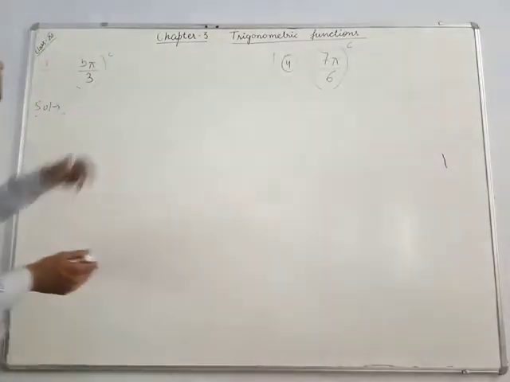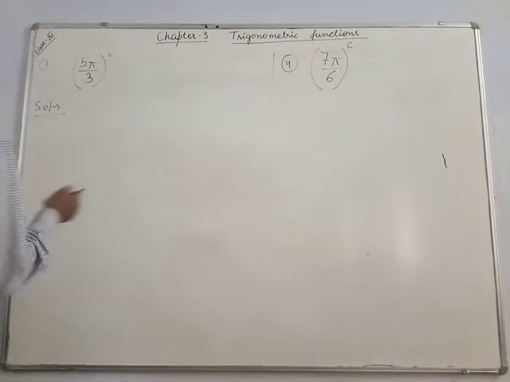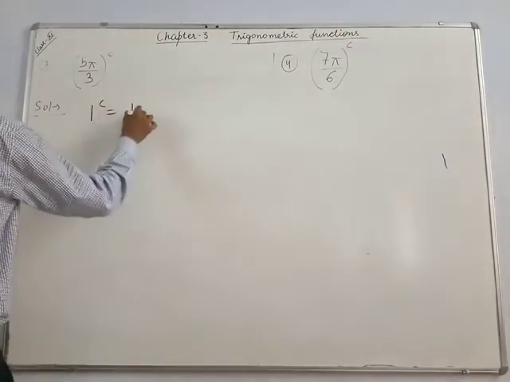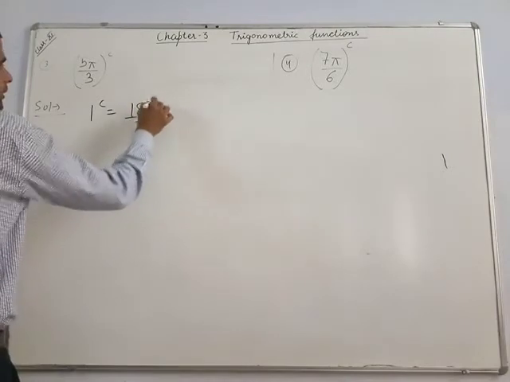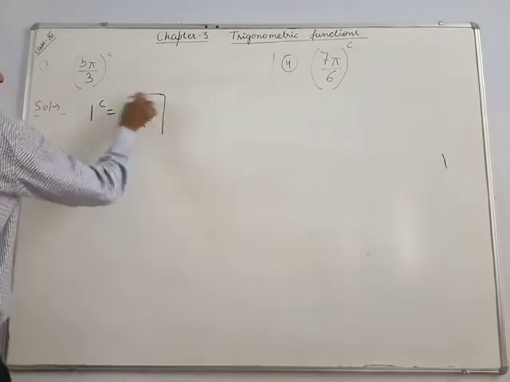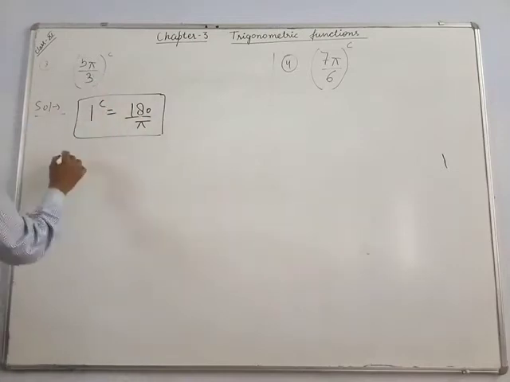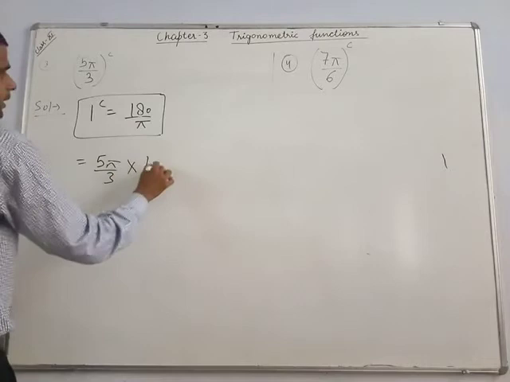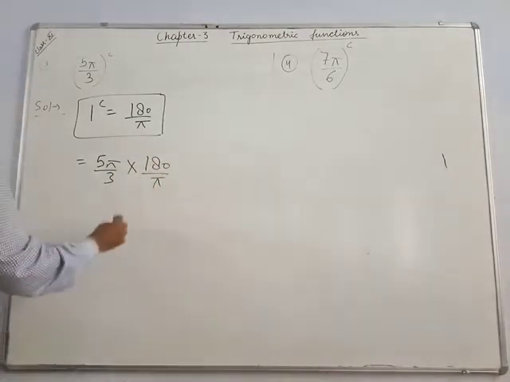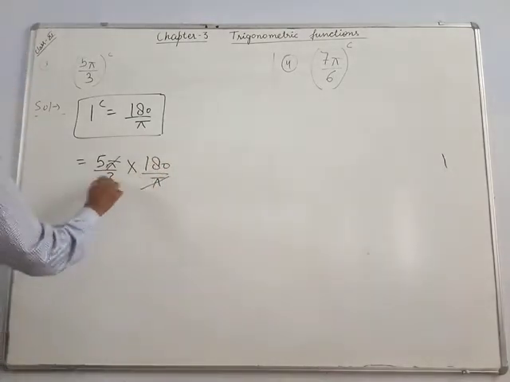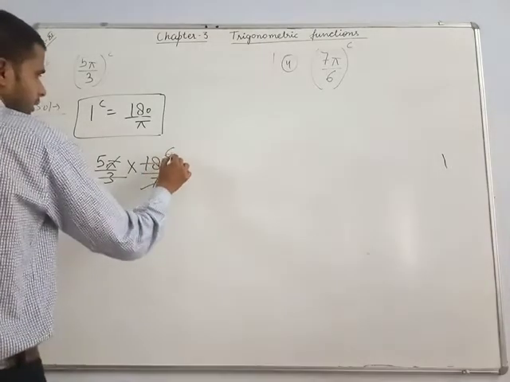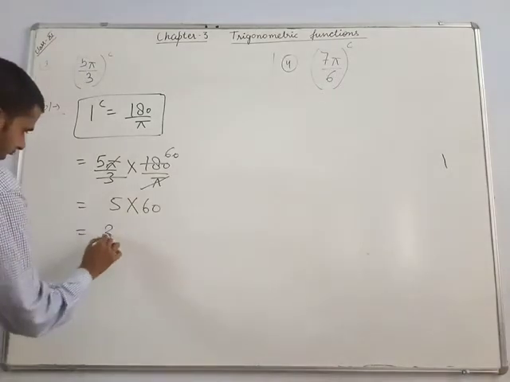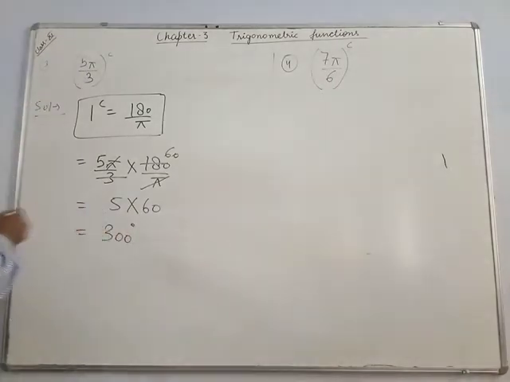Then question number 3. Same question is there. You have to convert radian into degree. So 180 upon pi, this is the formula. So 5 pi upon 3 multiply by 180 upon pi. So pi cancel, 3 into 60, 5 into 60, so 300 degree, right?